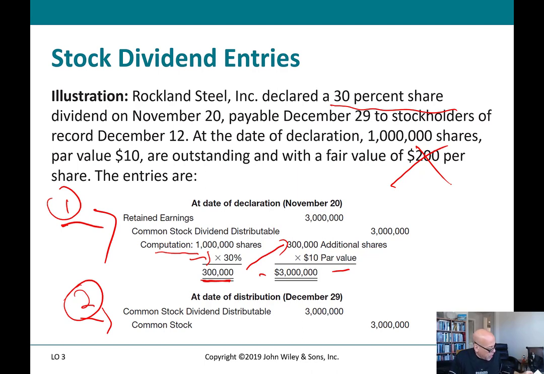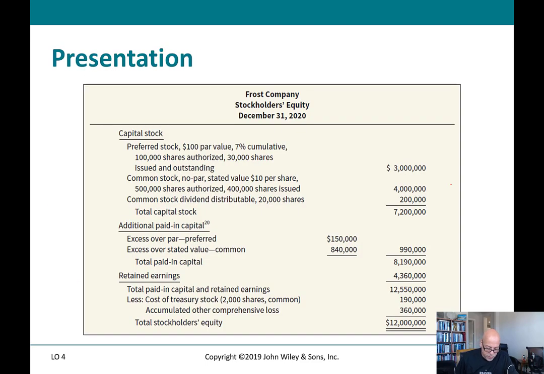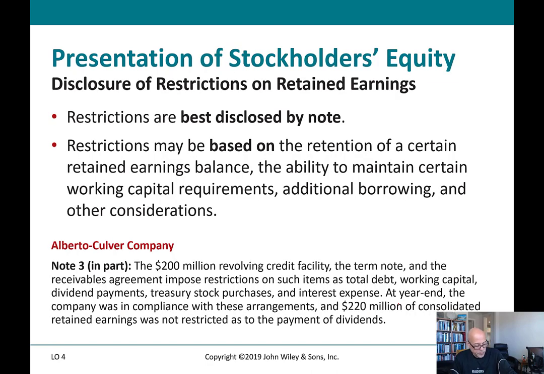Okay. All right. Presentation. You can see how that would look. Notice we subtract the treasury stock. We talked about that already. You can see how they went ahead and set up their stockholders' equity section there. Nothing terribly interesting there. They give you some information about what needs to be presented. And the big thing here is restrictions on retained earnings.